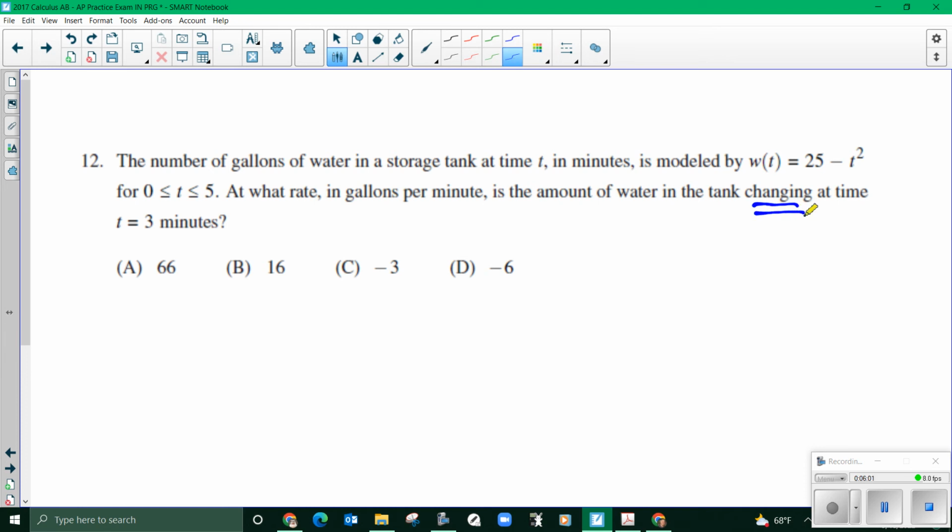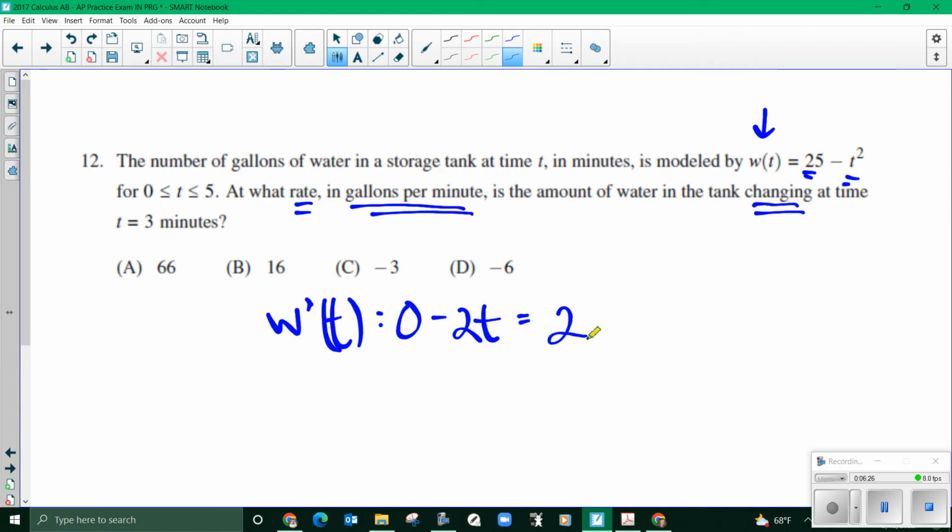Changing. It's a rate in gallons per minute. If I need to find a rate of something that is just gallons, and I want gallons per minute, I have to take the derivative of it. W prime of t. Well, the derivative of 25 is 0, minus the derivative of t squared, which is 2t. So really, it's just negative 2t. That's the derivative. At what point? At time t equals 3.